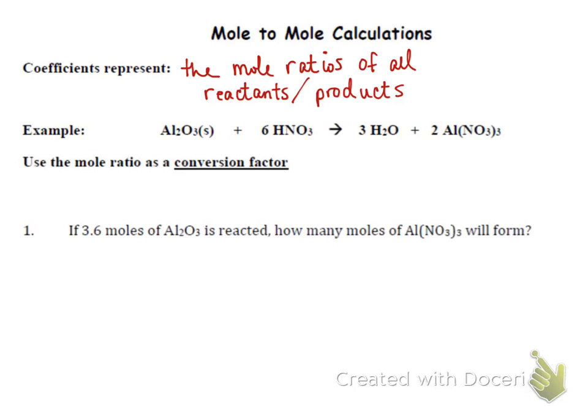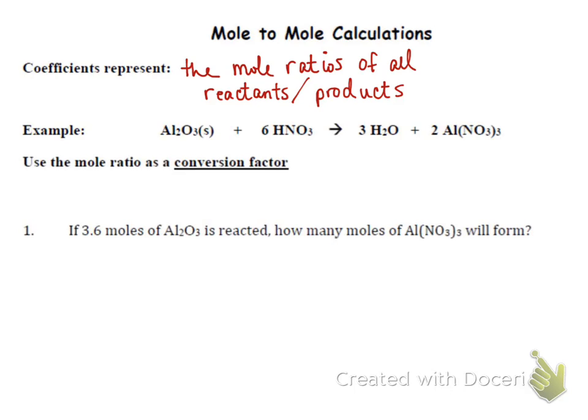So mole-to-mole calculations, where we use a balanced equation and convert from one reactant or one formula to another, using the coefficients, which represent the mole ratios of all of the reactants and the products. And coefficients are the numbers out front. So if there's no number, then it's a 1, the 6, the 3, and the 2. Those are the coefficients or the mole ratios.